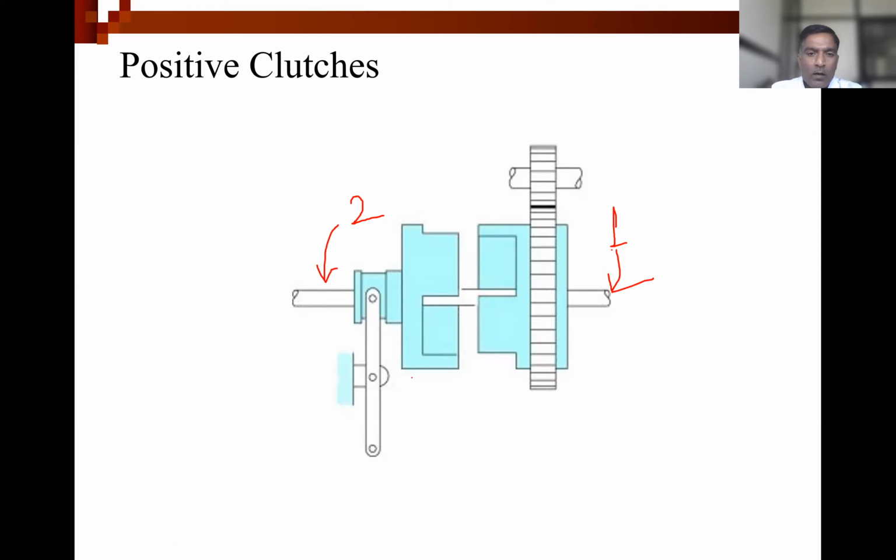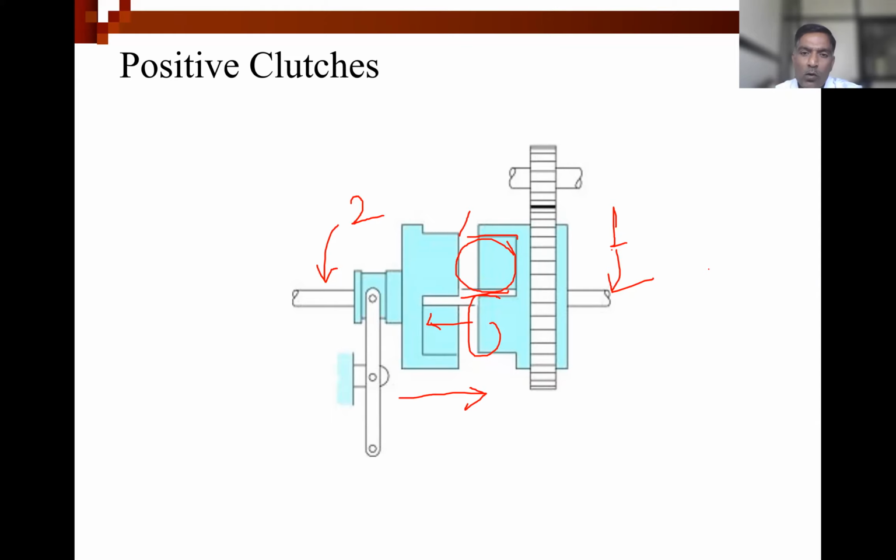Okay. Now, it has to shift in this direction to get the engagement. Here you are not observing any frictional material. So directly this extrusion will be shifted in this cavity, and this will be shifted in this cavity, and such type of clutching arrangement is called a positive clutch.